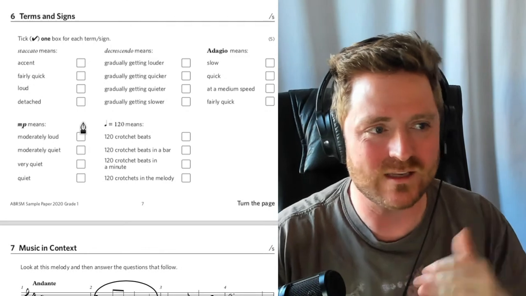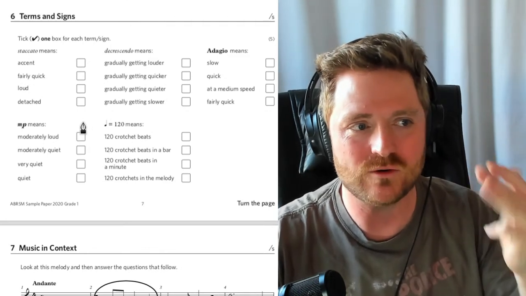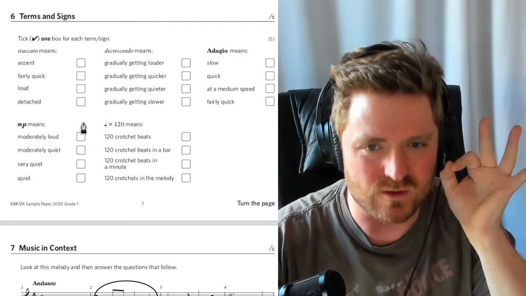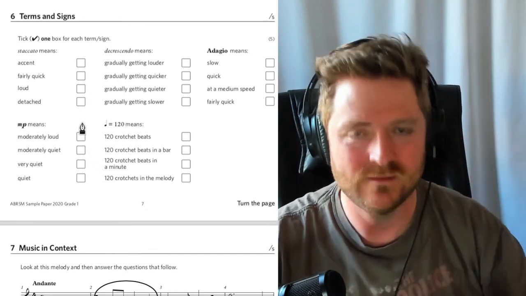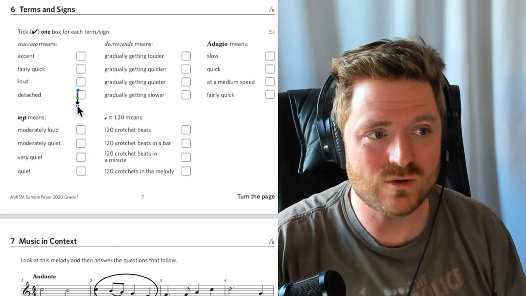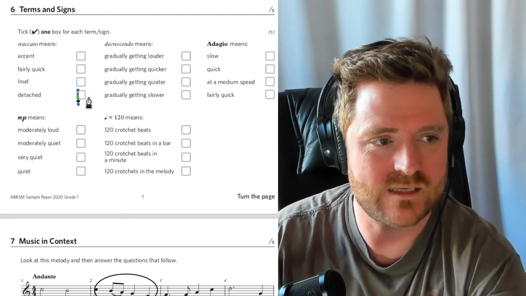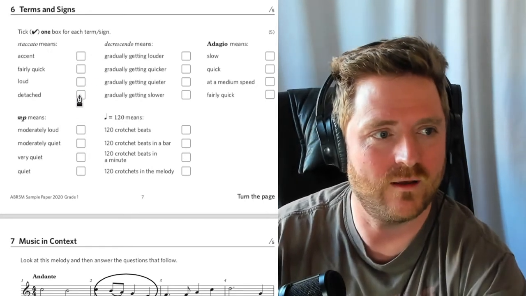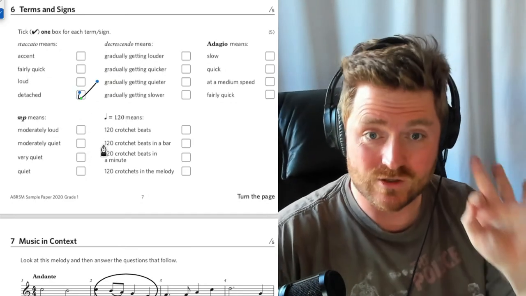So staccato. Is that an accent? Is that quick? Is that loud? Or is that detached? Staccato. Well, I'll tell you. It's detached. Okay? Detached. Short and sharp. And I've managed to mess up my tick again. Let's see if I can do it again. There we go. Detached. Short and sharp.